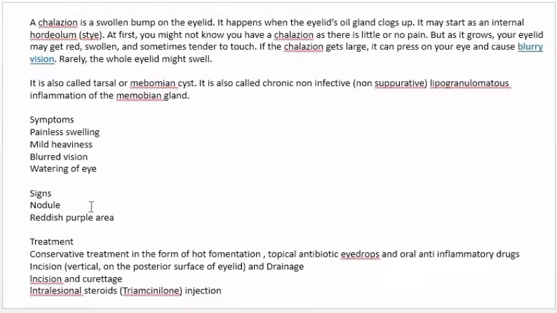There's a nodule, there's a reddish purple area. For treatment, you can write about conservative treatment in the form of warm compression, topical antibiotic eye drops, and oral anti-inflammatory drugs. The next thing that you can do is a vertical incision on the posterior surface of the eyelid, and drainage, incision and curettage, intralesional steroids like triamcinolone injection. So these are the only things that you have to study.